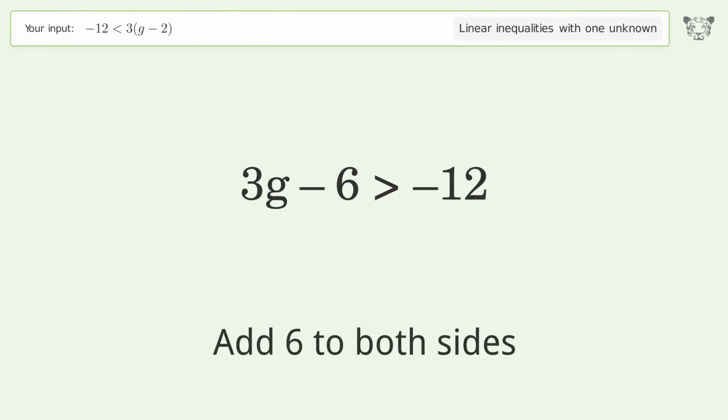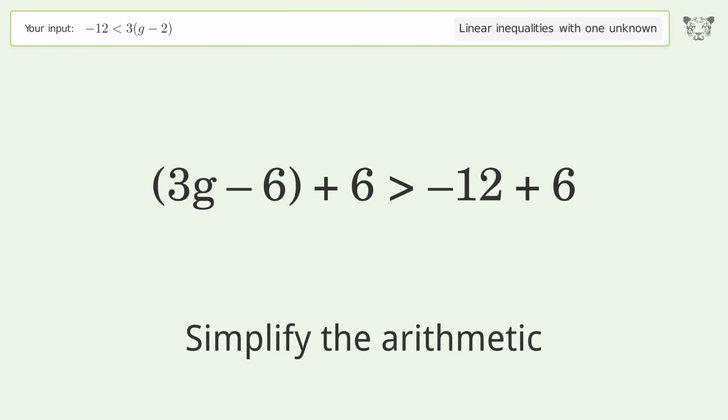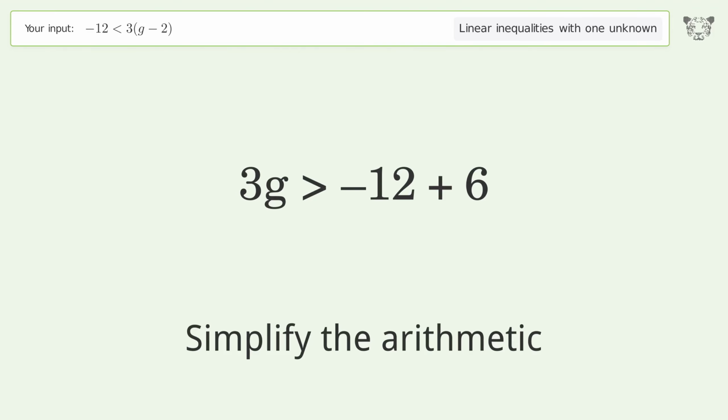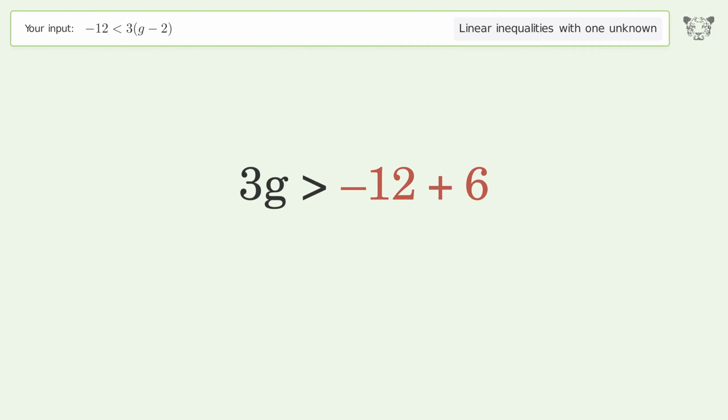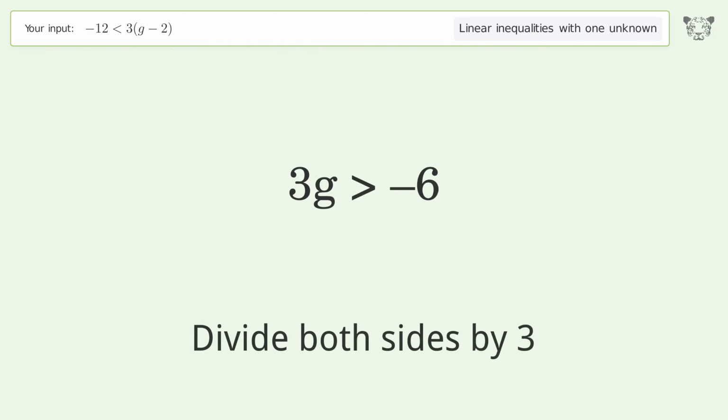Add 6 to both sides. Simplify the arithmetic. Isolate the g. Divide both sides by 3.